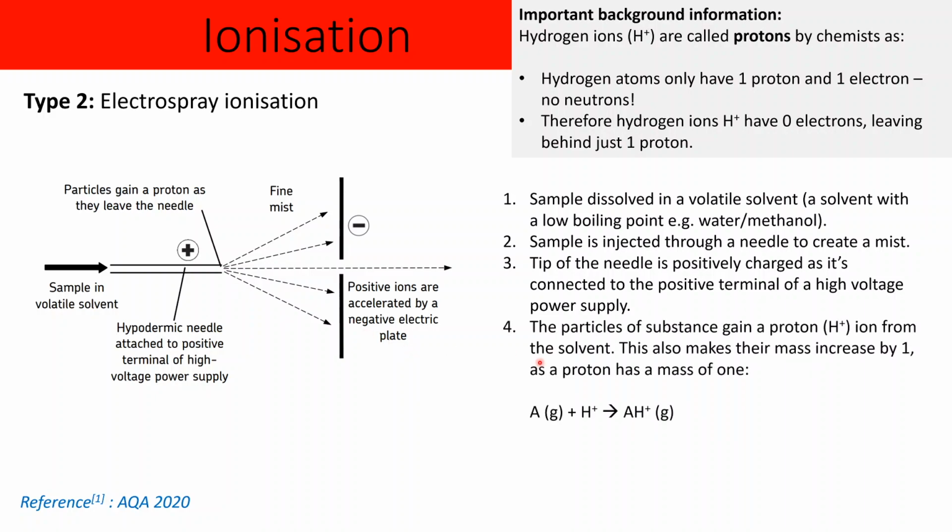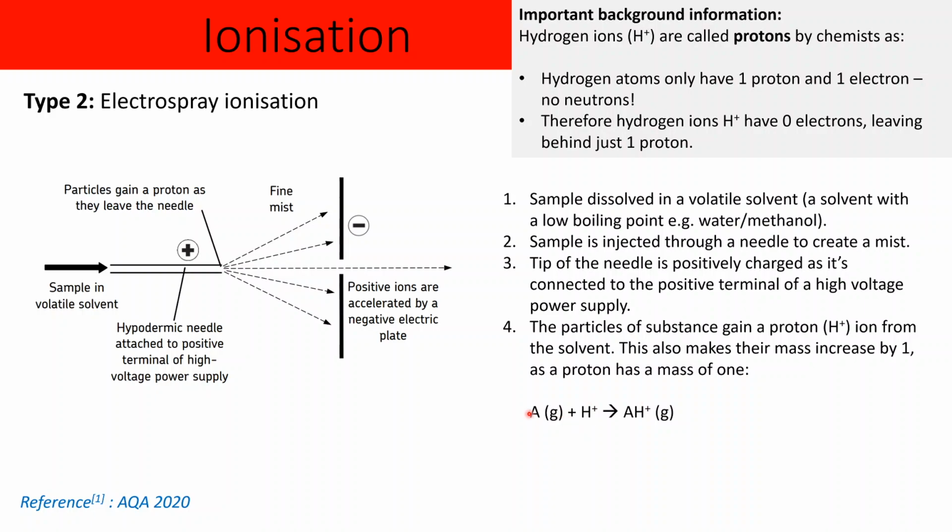So I've shown you it here. Here's your gaseous atoms. Remember, they're not ions to begin with. Atoms or molecules are going in the gaseous form because they've been turned into this fine mist. And there's the hydrogen ion that comes from your solvent. That's why your solvent has to contain hydrogen, because it has to be able to give up hydrogen ions to put them on your sample.